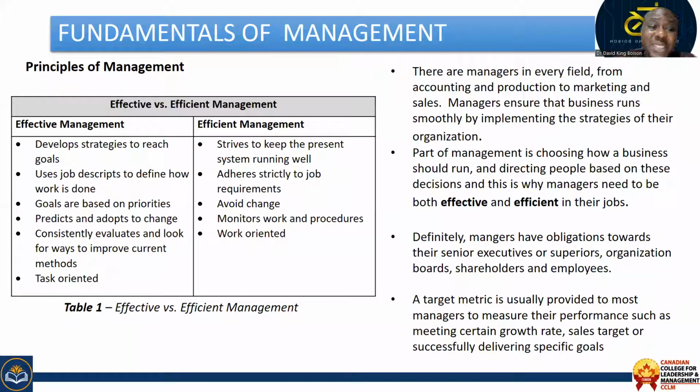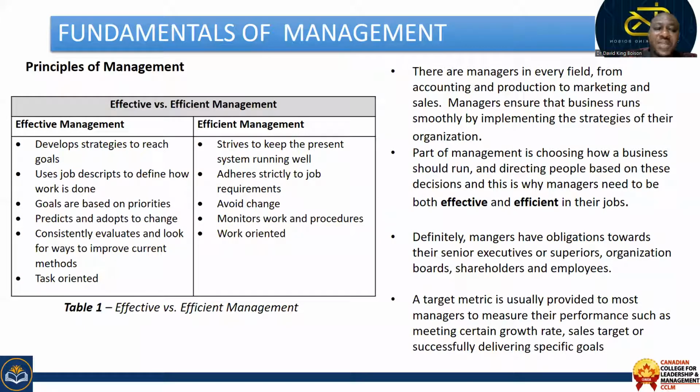One says that effective management develops strategies to reach goals. And then efficiency strives to keep the present system running well. So a very simple analogy for you to know the difference between efficiency and effectiveness is this. Anytime they talk about efficiency, concentrate on the process. Effectiveness talks about the outcome. Efficiency is to process, whilst effectiveness is to the outcome. And that's why the first point is saying develop strategies to reach the goal. And this one strives to keep the present system working well, the system, the processes.